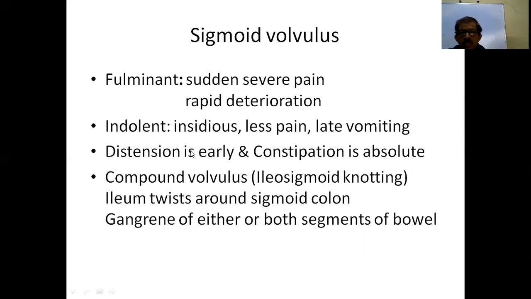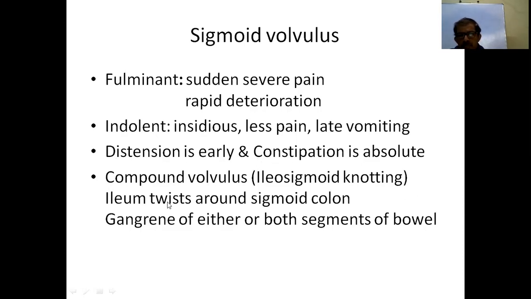So what are the features? They can present either as fulminant or indolent. Fulminant will be sudden, severe pain, and the patient will deteriorate rapidly. Early surgery is warranted. Whereas in some, particularly old people, it is insidious, with less pain and late vomiting, because it is already colon, so there will be late vomiting. But in volvulus, distension is huge and very early, and constipation is absolute. Very, very important.